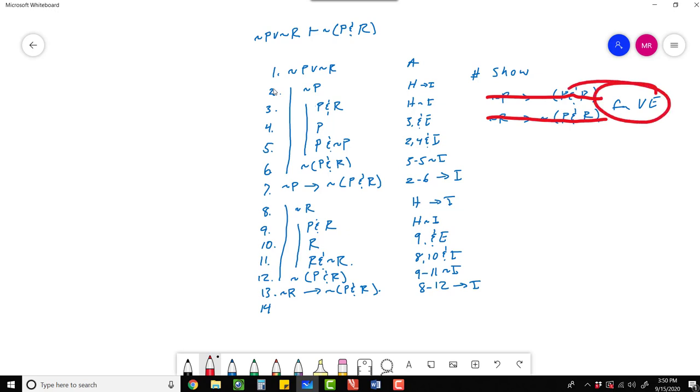So now we just have to finish it off with an or elimination, disjunction elimination move, and we get to assert free and clear that it's not the case that P and R. And why? Well, because we have this disjunction and these two conditionals which we created, 1, 7, and 13, disjunction elimination.